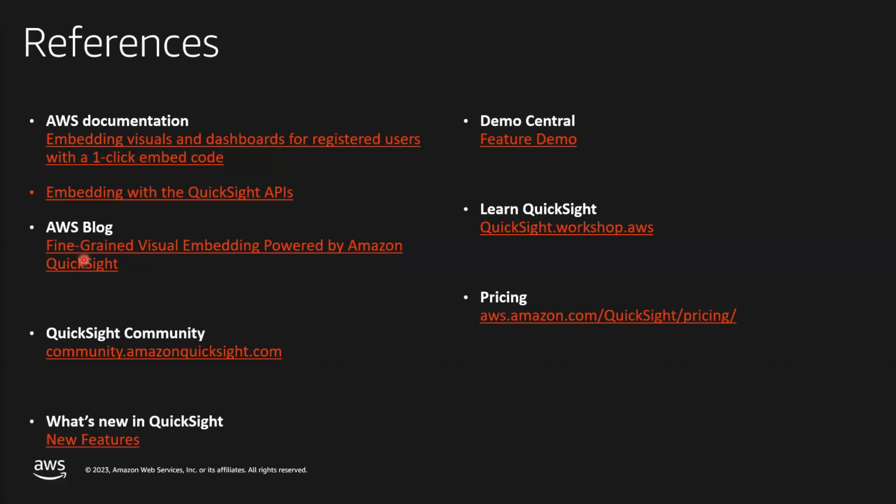Also, we recommend you to take a look at the AWS blog, where you can see how to embed individual visuals, the community as mentioned, and Demo Central. Here, you have a plethora of resources that you can use in order to continue with your learning about how to embed in QuickSight and how to embed visuals in QuickSight in particular.